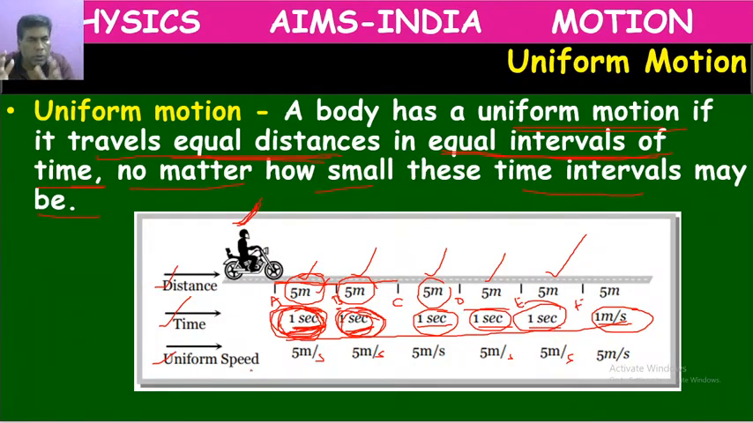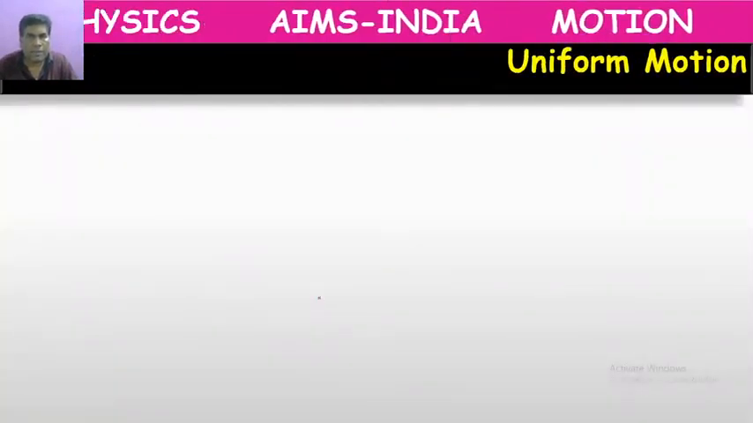So this is about uniform motion. Once again I am repeating, what is uniform motion? Throughout the journey, the person who is traveling on the bike, his motion is uniform. How can we tell it is uniform? Because in equal intervals of time, he is traveling equal distance. Okay. So next.